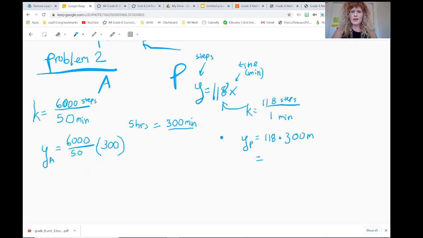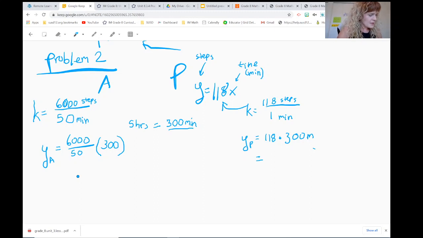But you're like, what? This is 118 steps for 1 minute, and this is 6,000 steps for 50 minutes. Can we just put 300 into both equations? Yes, we can. It doesn't matter that this is 6,000 for 50. Do you know why? If you do the math, you can reduce that fraction. It's proportional. So it doesn't matter if it's scaled up or scaled down. The fraction stays the same.